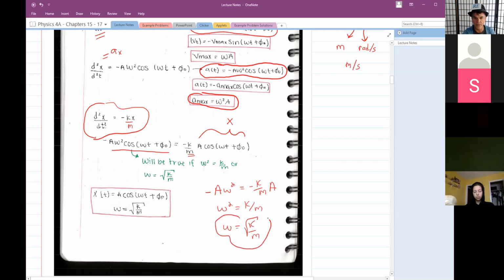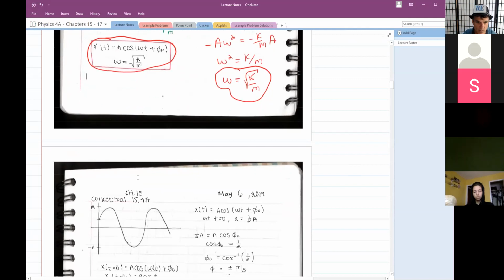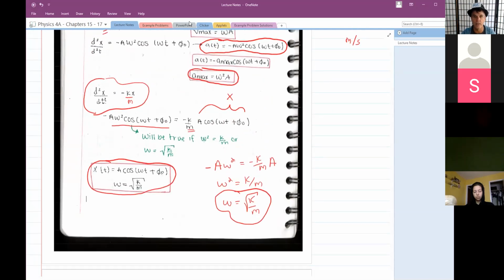So now this is specific to a spring mass system. The solution to the differential equation is position as a function of time is a cosine omega t plus phi naught. And if we're talking about a spring mass system, omega is the square root of k over m. Let me just pause there for a second. I've been talking a lot here.